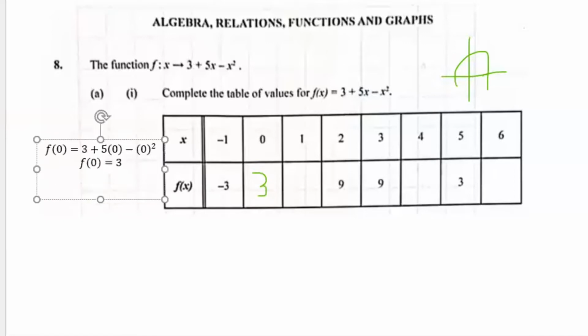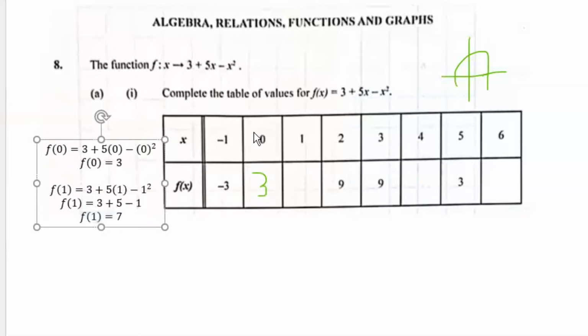Next we'll have f of 1, and that would be equal to 3 plus 5 times 1 minus 1 squared. What that will give us is f of 1 equals 3 plus 5 times 1, which is 5, minus 1 squared, which is 1. So f of 1 is equal to 3 plus 5 is 8, 8 minus 1 is 7. Therefore when x is 1, our f of x value will be 7.